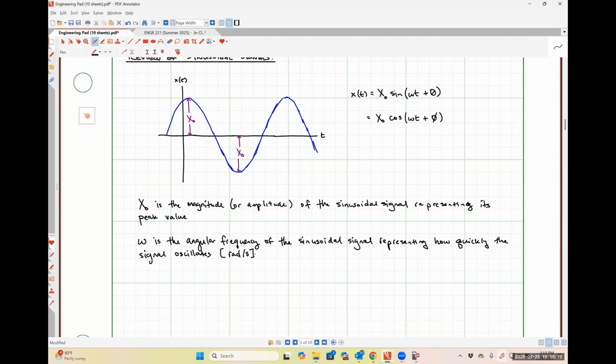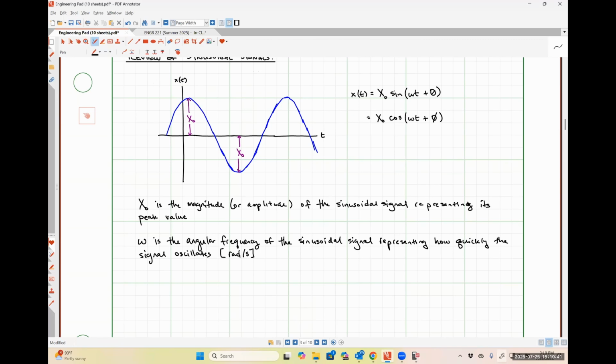So if we have a signal with a large value of omega, it means that it changes from its peak value to its negative peak value very quickly. If it has a very small value of omega, it changes from its peak value to its negative peak value very slowly. Okay.